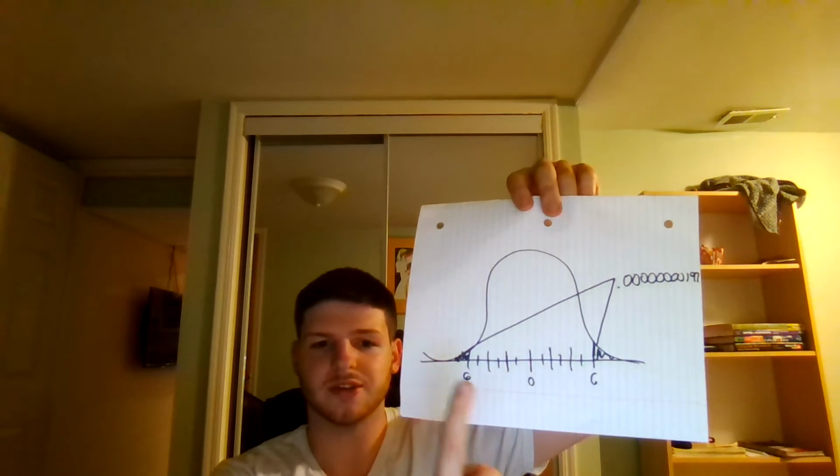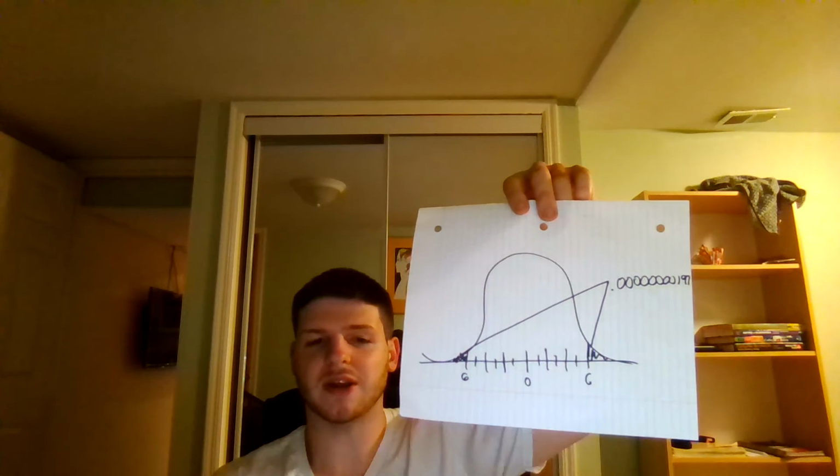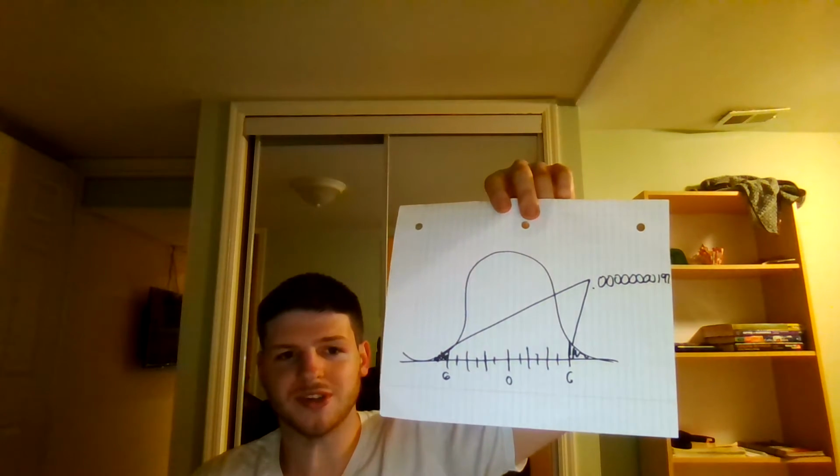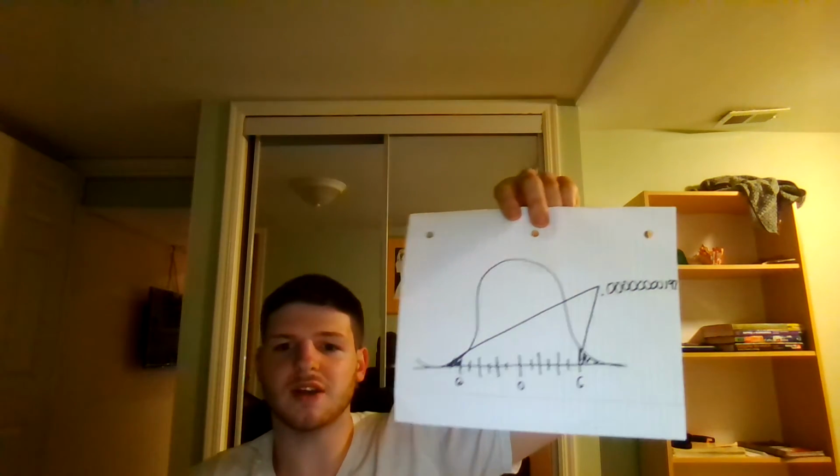As you can see here, your level of significance, or the chances of an outlier of that range, would be 0.0000000197, which is rather small.